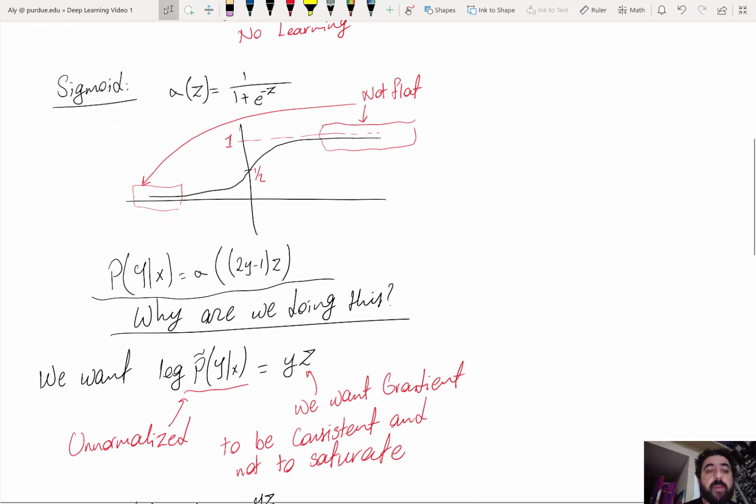So we approximate p of y given x by sigma of (2y minus 1) times z. If y equals 1, this is sigma of z. If y equals 0, then this is sigma of minus z. So you can think of the probability of y equal 1 given x as sigma of z, and the probability of y equals 0 given x as sigma of minus z. If z is negative, then it's more likely that y equals 0. If z is positive, then it's more likely that y equals 1.